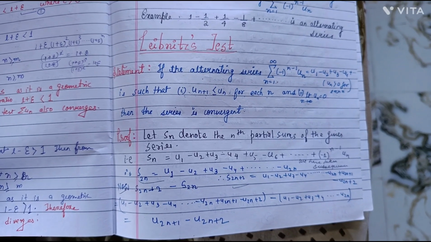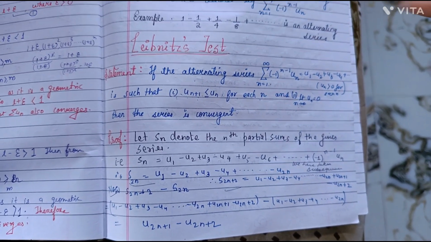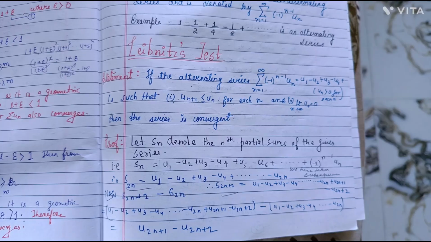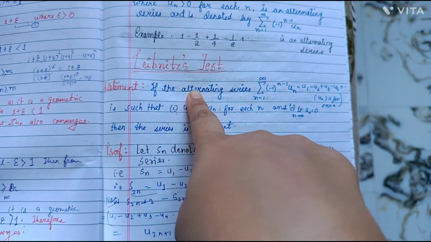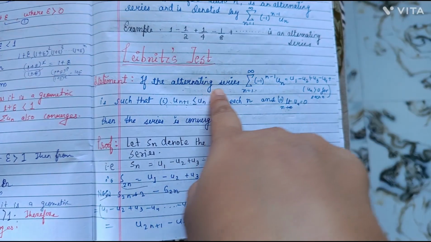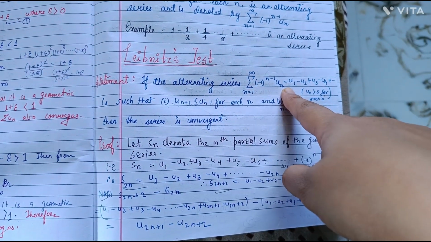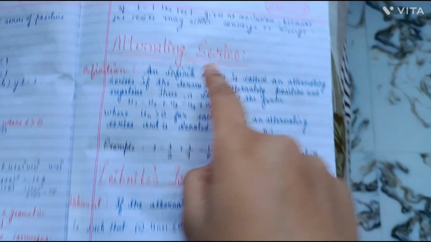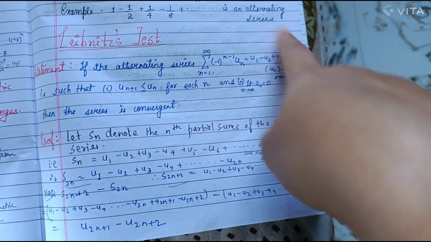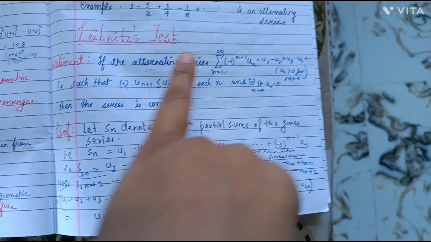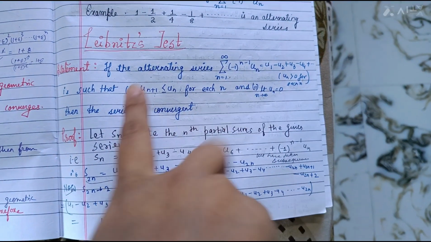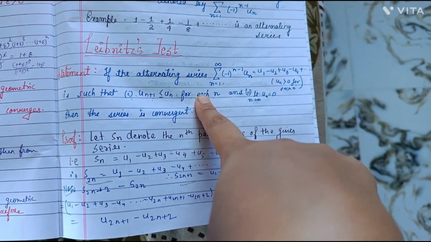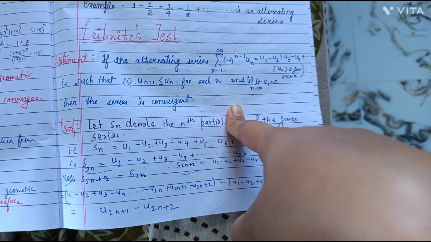Hello everyone. In this video, we will be solving a few questions on Leibniz test. Before we solve questions, let's have a quick look at the statement of Leibniz test. So if in the alternating series Σ un, you know how to represent an alternating series? This is the representation, okay? Now, this series should follow these two conditions, then only it will be convergent.